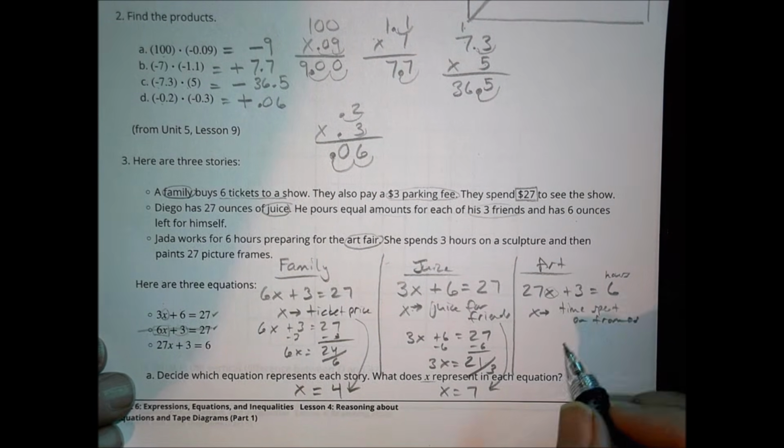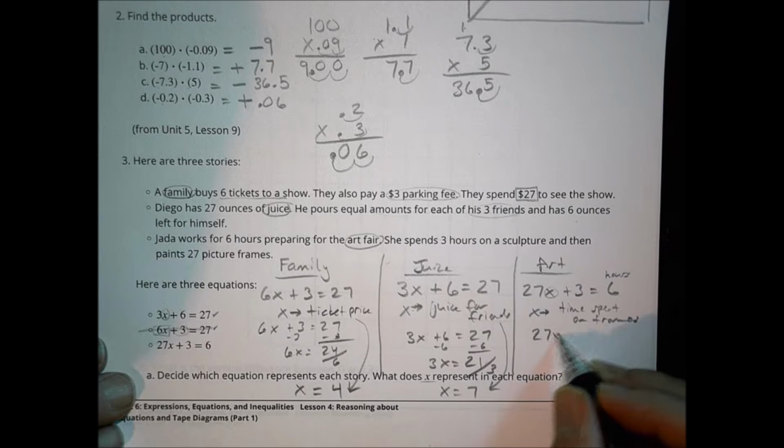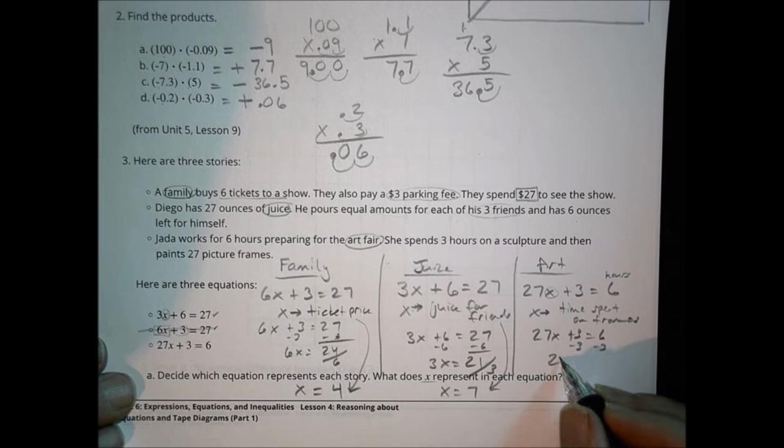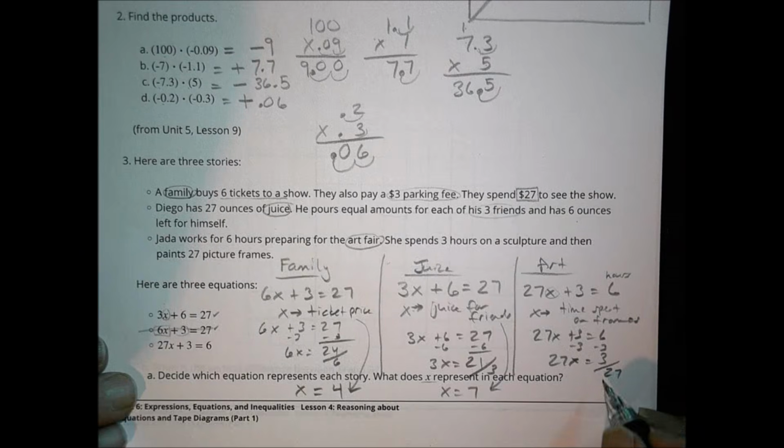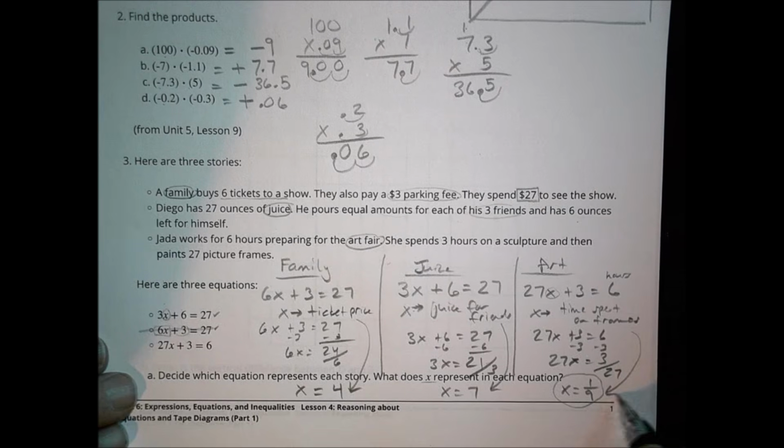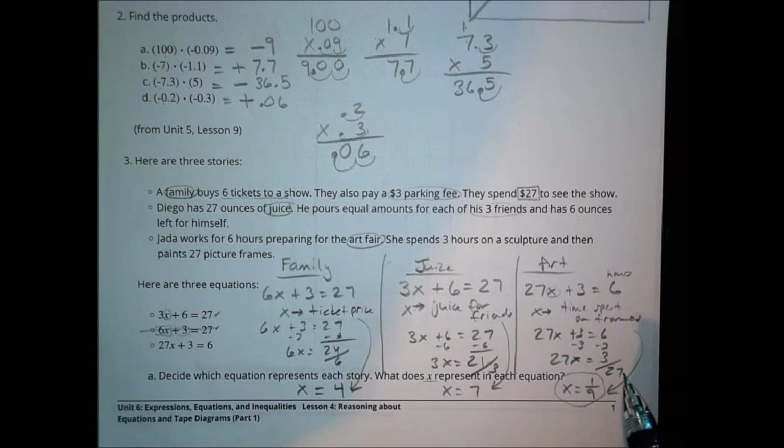And then this last one, 27x plus 3 equals 6. We subtract 3 from both sides. 27x equals 3. We divide by 27. And so 3 over 27 can be reduced, and x equals 1/9. So what does that mean? That means it takes about 1/9 of an hour to paint a frame. That's how long it takes to do that there.